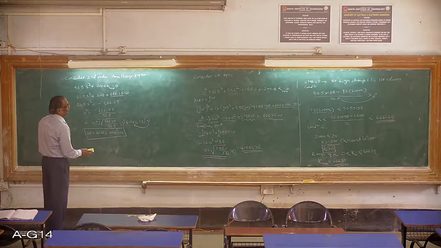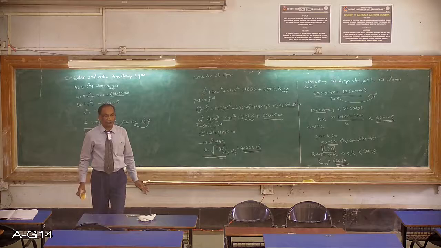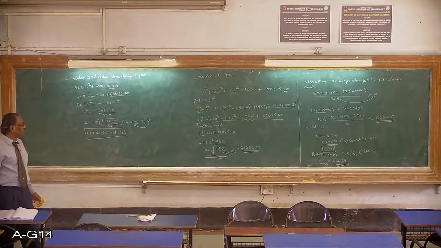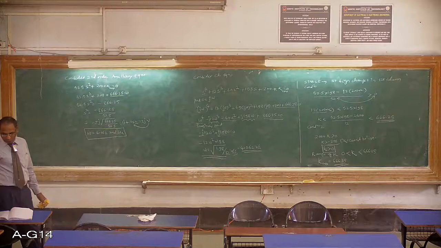So this completes the simple numericals based on the RH criteria, on how to test the stability. The two special cases I'll be discussing in my next lecture. One is when any of the elements in the first column becomes zero, or when an entire row of an RH table becomes zero. Then we'll move on to root locus techniques.